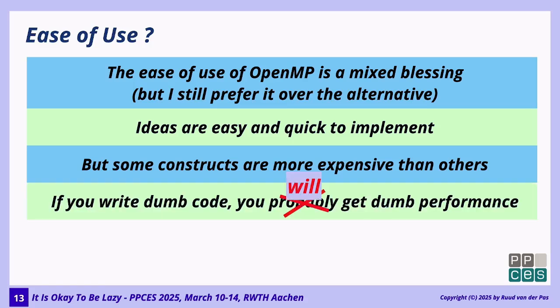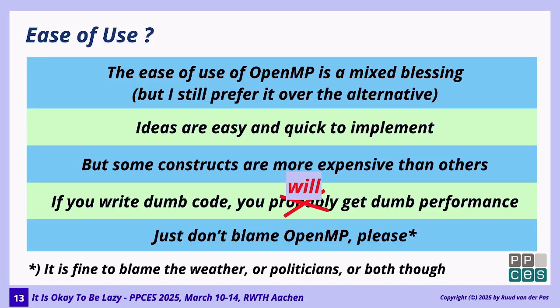And again, if you write dumb code, you most likely will get dumb performance. Just don't blame OpenMP. I go to these conferences and you see people do horrible things with OpenMP, and then they blame OpenMP and not themselves. Of course, there can always be a bug in a compiler or in the implementation, but in most cases you did something wrong. And it's not about blaming, it's just that you may not know what you were doing.